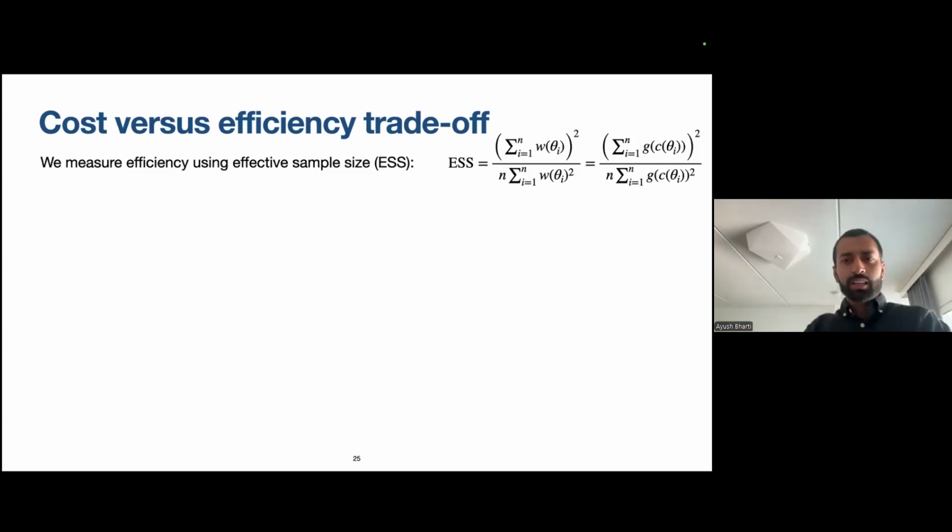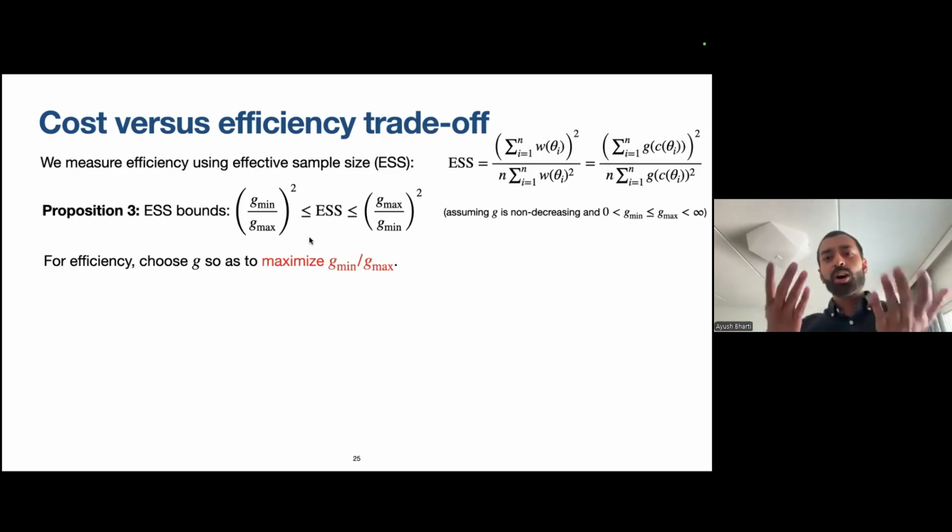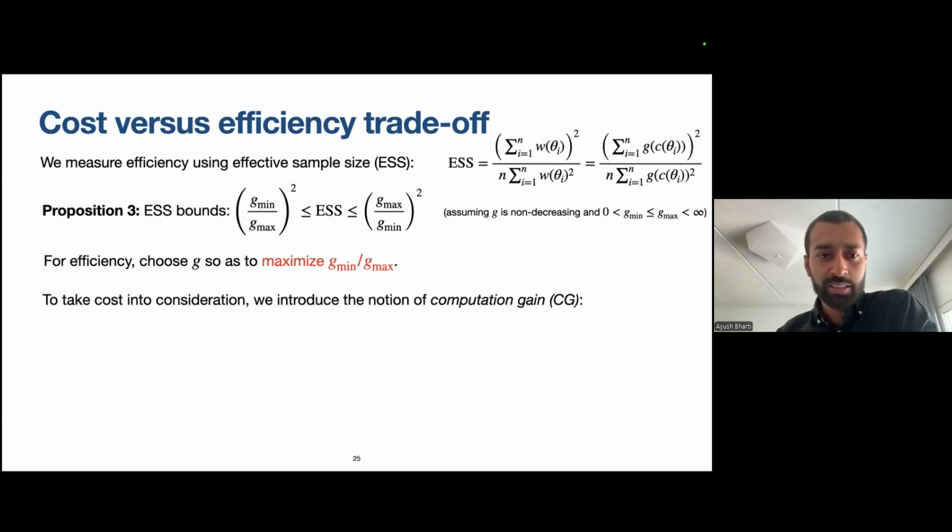So let's say we measure the efficiency in terms of effective sample size, which is quite standard in the importance sampling literature. Given these self-normalized weights, you can compute the effective sample size like this. We can easily show that the effective sample size is also bounded by these G min and G max ratios, again assuming that G min is greater than 0 and G max does not go to infinity. So in order for efficiency to go up, you want the lower bound to increase, which means you need to maximize G min by G max. If I want the most efficient estimator, I want to pick a G such that G min by G max is maximized. However, that does not take into account the cost, which is what we are after here.